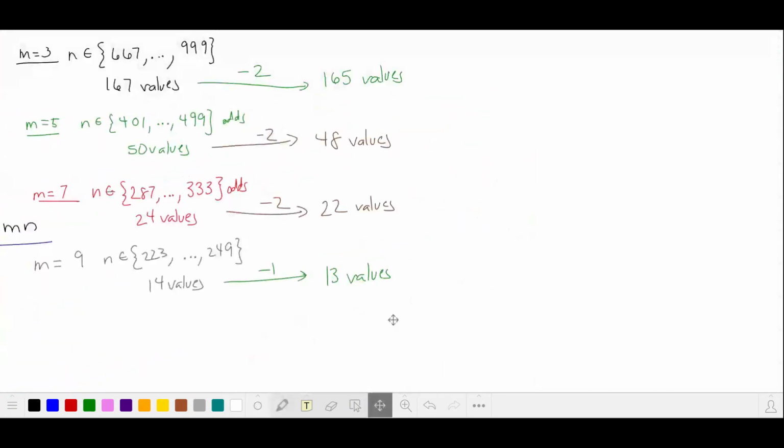All that's left is to add these. We have 165 plus 48 plus 22 plus 13. That adds up to 248.